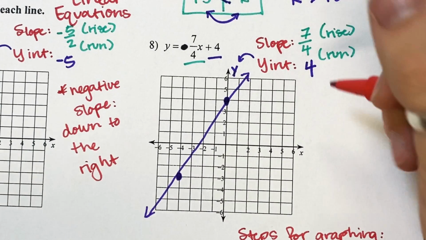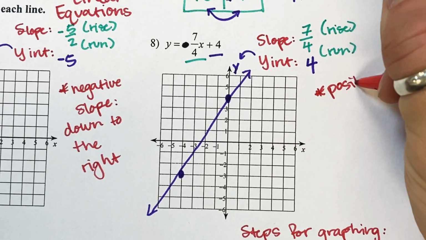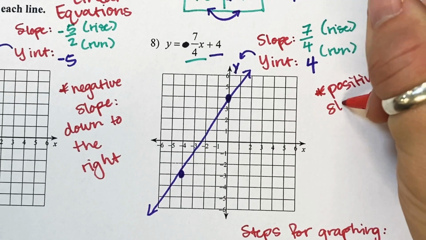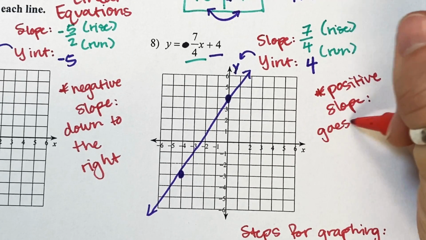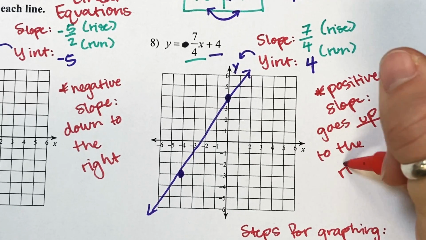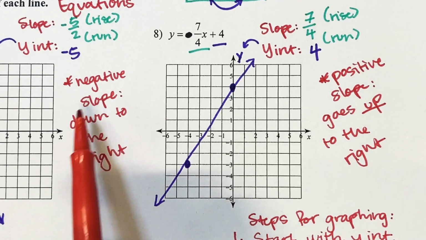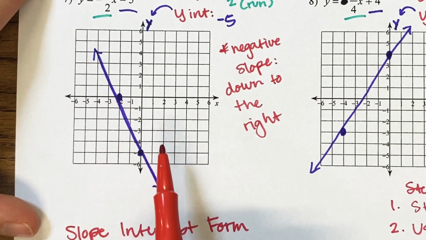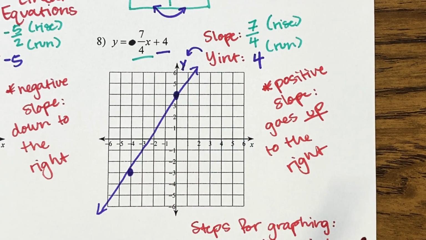This is the last note I want you guys to make on your paper. A positive slope goes up to the right. Our negative slope went down to the right. Our positive slope went up to the right.